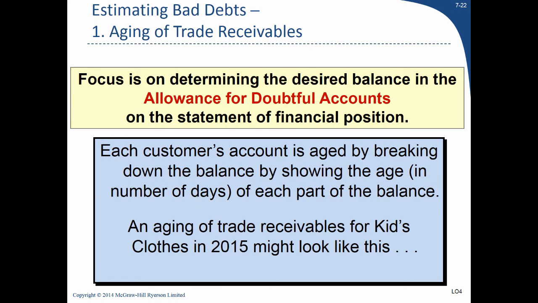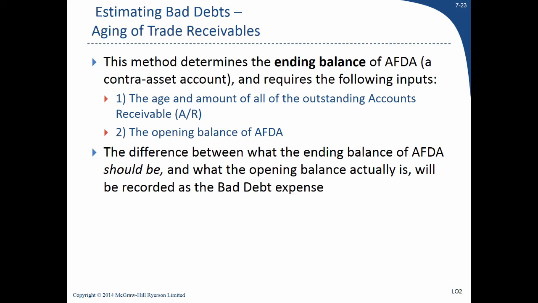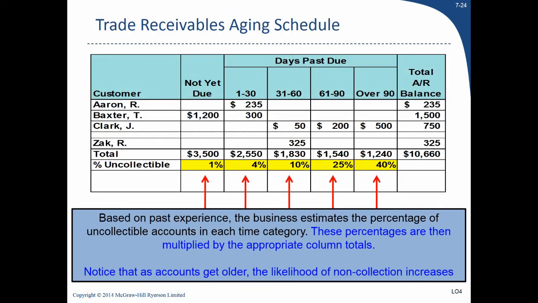Okay, so the focus of this method, the methodology is we determine the desired or expected balance of AFDA. And how we do that is each customer's account is aged, quote unquote. Breaking down the balance by days and number, showing the age and number of days of each part of the balance. Okay? And the logic here is older accounts are less likely to pay. Let me show you how that looks. And I'll go back to that other slide in a minute.